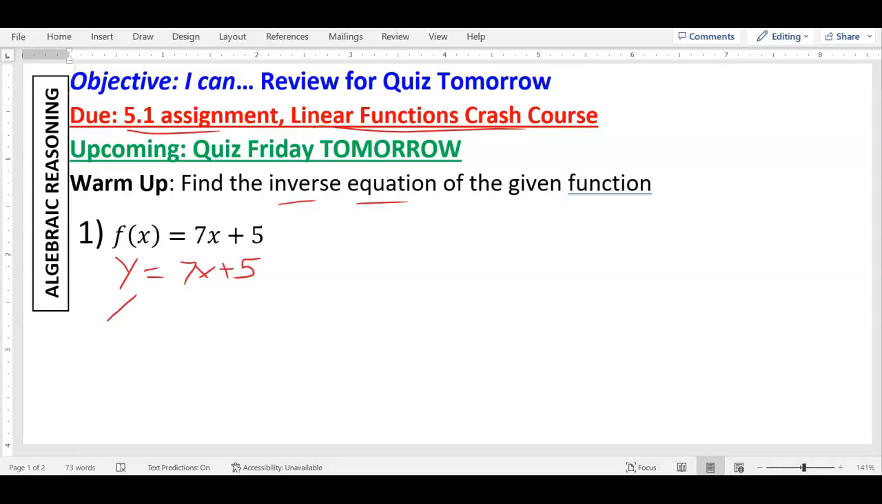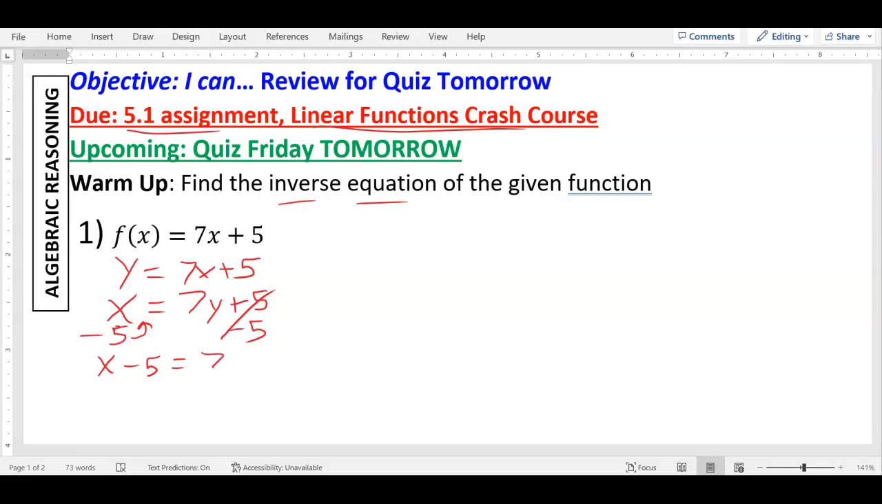Then step 2, you switch x and y. And then you get rid of the loner. So when you subtract 5 from both sides, this is part of solving for y. You get rid of the loner. When you subtract 5 on the left side, you put it after the x, right here, okay? Very important. So now we have x minus 5 equals 7y.